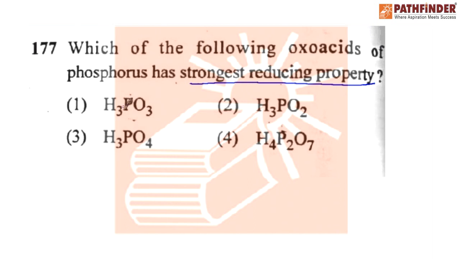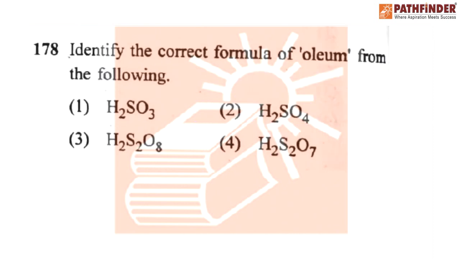In H3PO3, phosphorus has oxidation state +3, and here it will be, I think, +1. This will be the lowest oxidation state, because here it will be +5, and it is not possible to further oxidize. So ultimately it will be H3PO2 because it has the lowest oxidation state, +1. It can't be less than that. So 177 will be option number 2 because it can be oxidized. Next question.